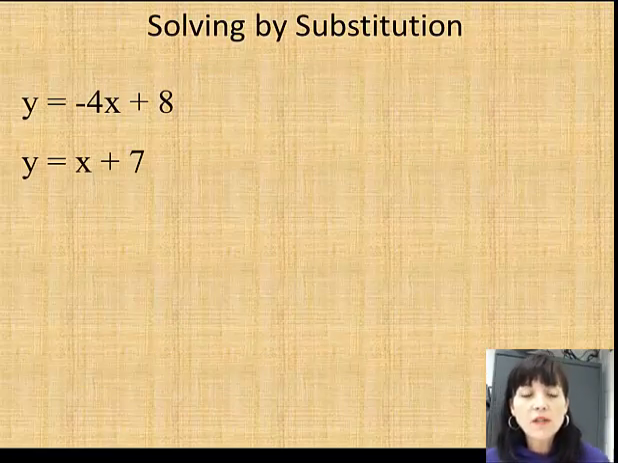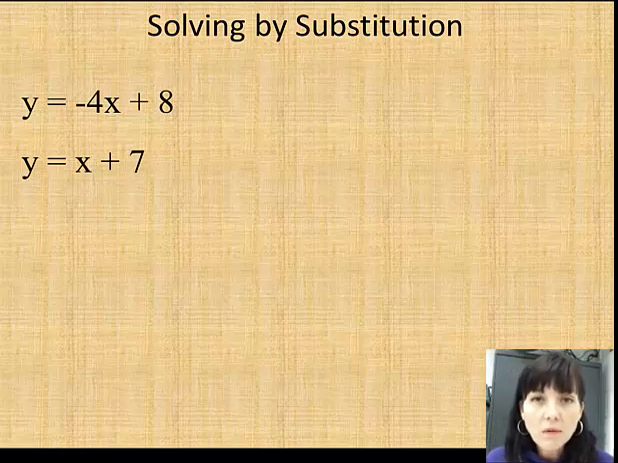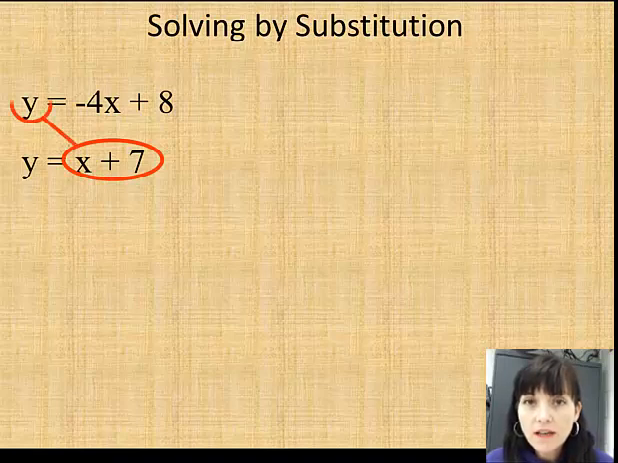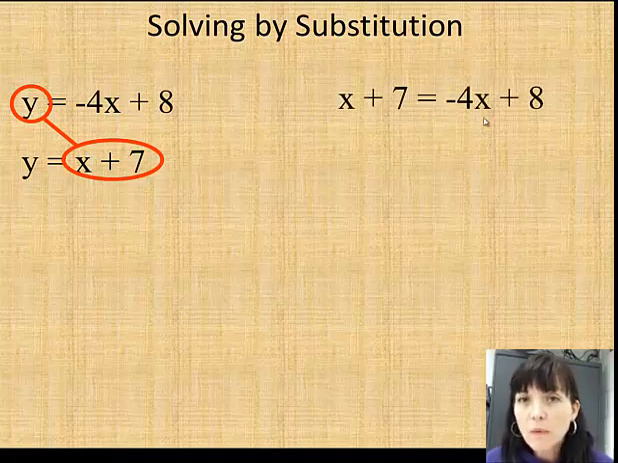So we're going to start out with these two equations. We've got y equals negative 4x plus 8 and y equals x plus 7. Your first step is going to be to take x plus 7 and substitute it in for the y in the other equation that's by itself, because y equals x plus 7, this is y, they're the same thing. We're going to set those two equal to one another then, just like this, and then we're going to solve it just like we would any other equation.